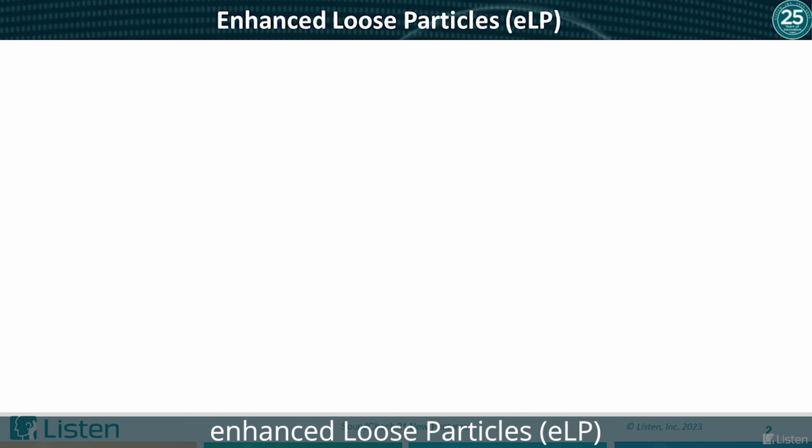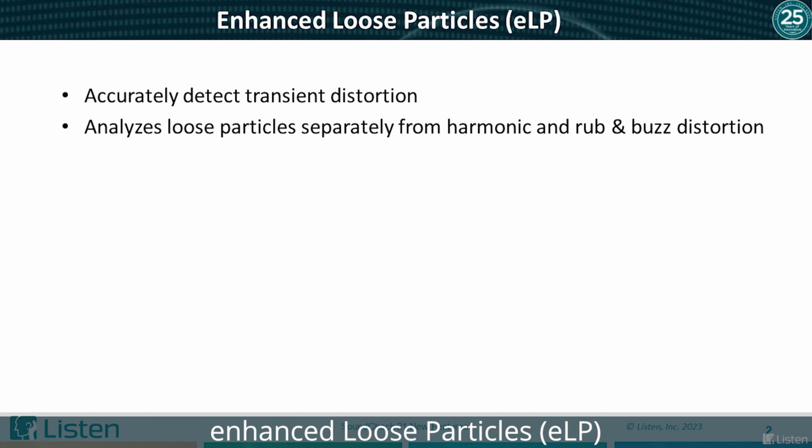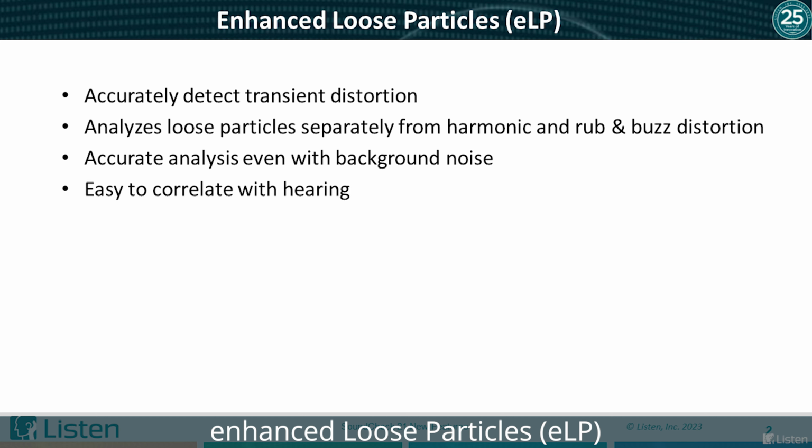So that's it. This new algorithm accurately and reliably detects transient distortion and analyzes it separately from harmonic and rub and buzz distortion. It's accurate even with background noise, easy to correlate to audibility, and even easier to set limits.